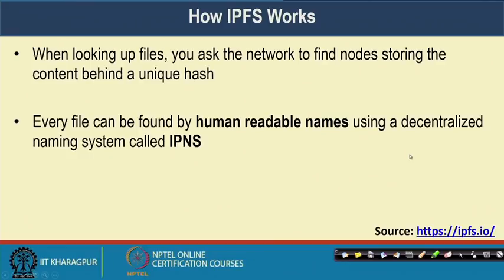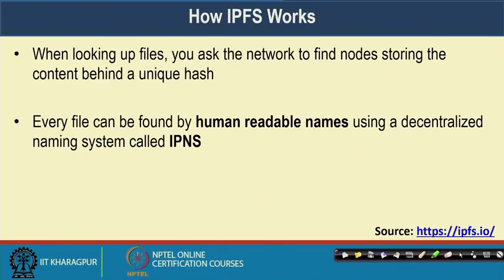So, when you make a lookup on the files, you ask the network to find nodes which are storing the content behind that unique hash. Every file has a unique hash. By using that unique hash, you can make a lookup of which user has that file, and every file can also be found by human readable names.